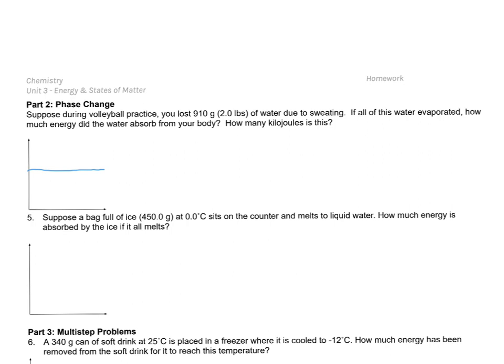So for this one, suppose during volleyball practice, you lost 910 grams or 2 pounds of water due to sweating. If all of this water evaporated, how much energy did the water absorb from your body? So because it is evaporating, there's no temperature change. We're going to use Q equals MH, and because it's evaporation, we use HV. It is going from a liquid to a gas. And it is asking for energy Q, so we don't need to rearrange the equation. So our mass here is 910 grams.